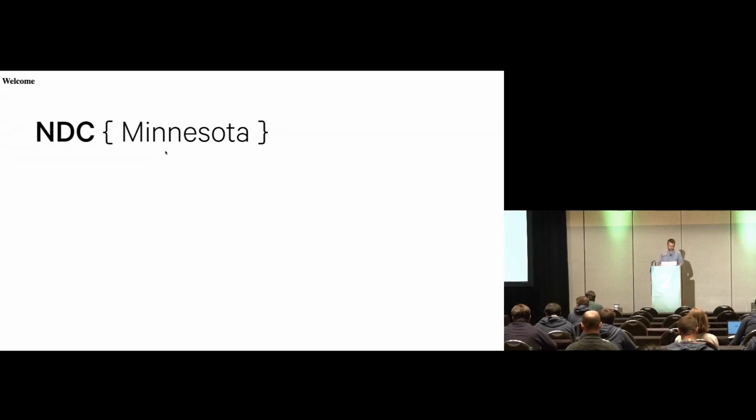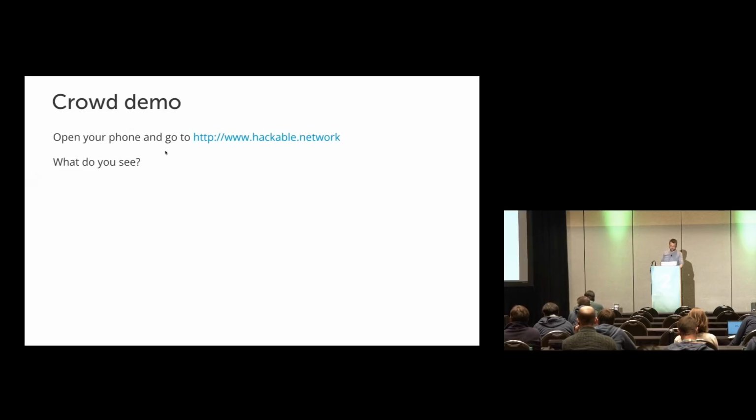It's www.hackable.network. It should say welcome, and then there should be a big NDC Minnesota link or a picture there. You see it? Yeah. Now I'm going to try to poison it. All I'm doing now is the browser is hammering this thing with requests. I'm not changing anything on the server. If you try to reload the page in your browser now, you should see something different. I didn't change the server at all. I only poisoned the cache. So it should now look something like this instead.